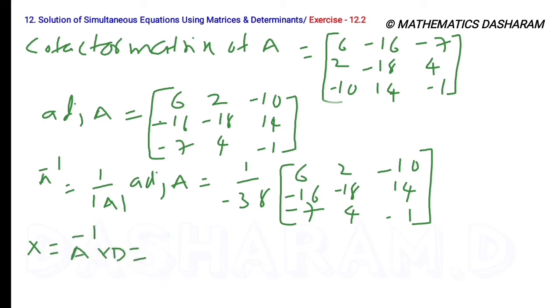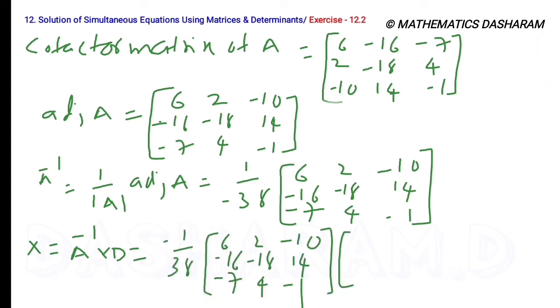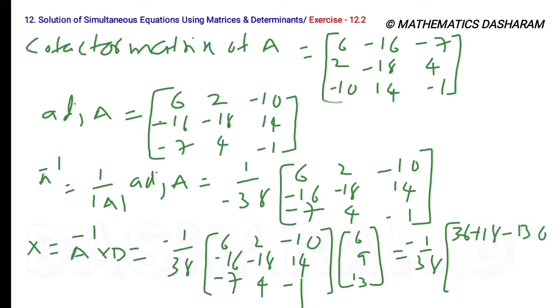A inverse equals minus 1 by 38 into 6. Next, the constant matrix is 9 13. Let's multiply the two matrices. Minus 1 by 38 into, first row with the first column, so 36 plus 18 minus 130.